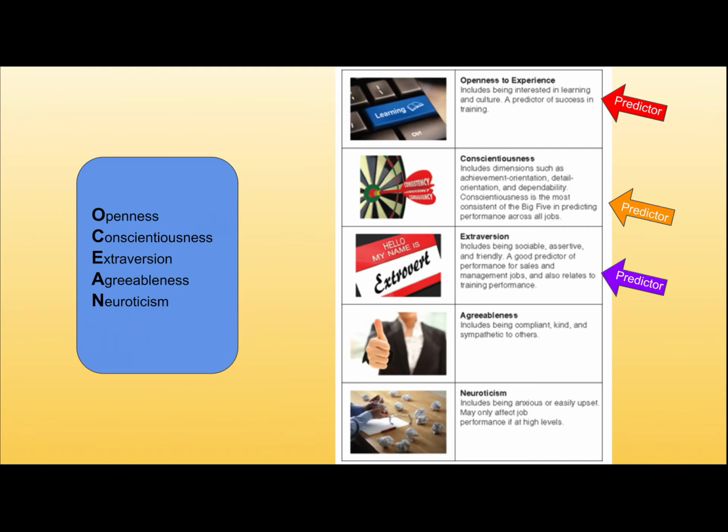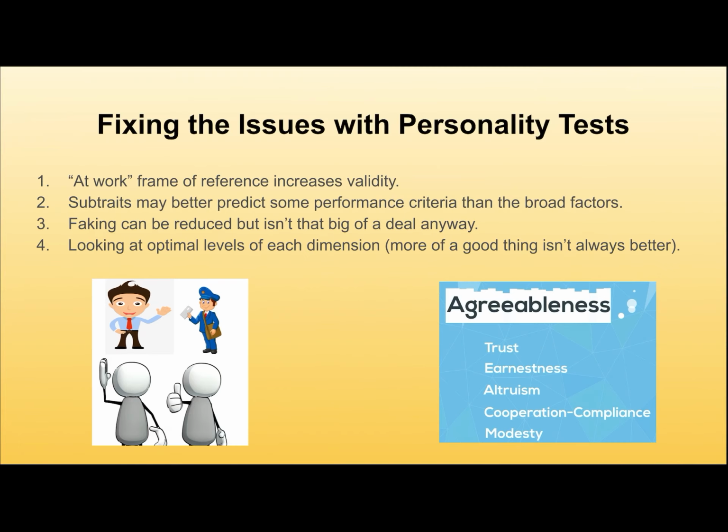And neuroticism includes being anxious or easily upset. This one most likely only affects job performance at very high levels. Someone who scores very high on neuroticism might not have the best job performance in all types of jobs.